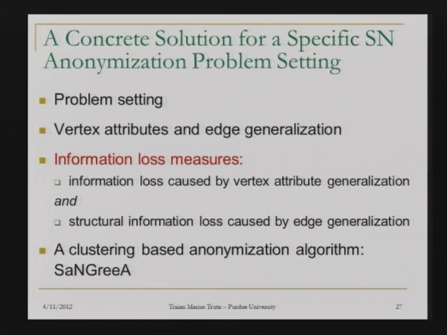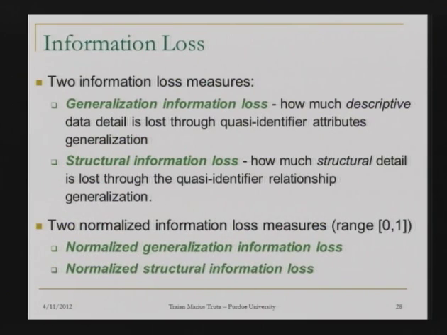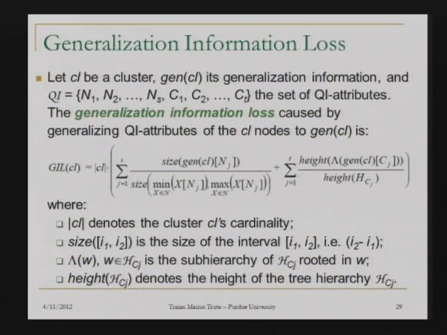And for this, we have information loss caused by vertex attribute generalization and information loss caused by edge generalization. For this, we use two information loss measures, and we combine them later on. Generalization information loss says how much data detail is lost through quasi-identifier attribute generalization. And structural information loss says how much structural detail is lost through the quasi-identifier relationship generalization. To make them easier to compare, we normalize them into the range 0 to 1. But in our examples, we don't normalize, as you will see.